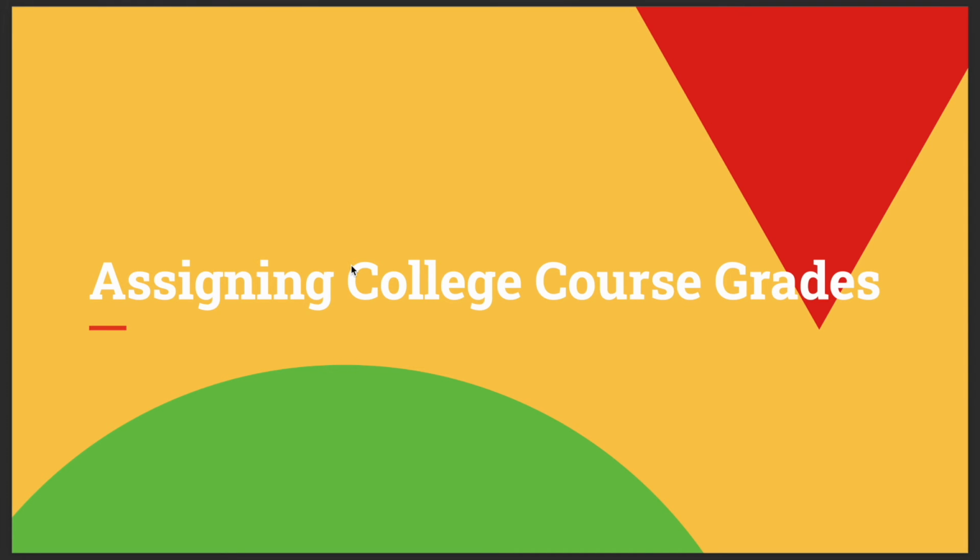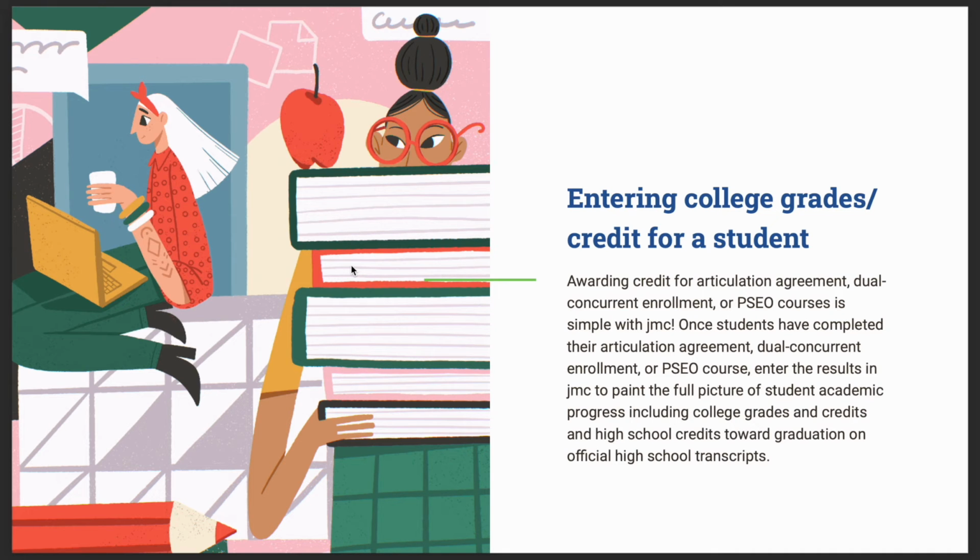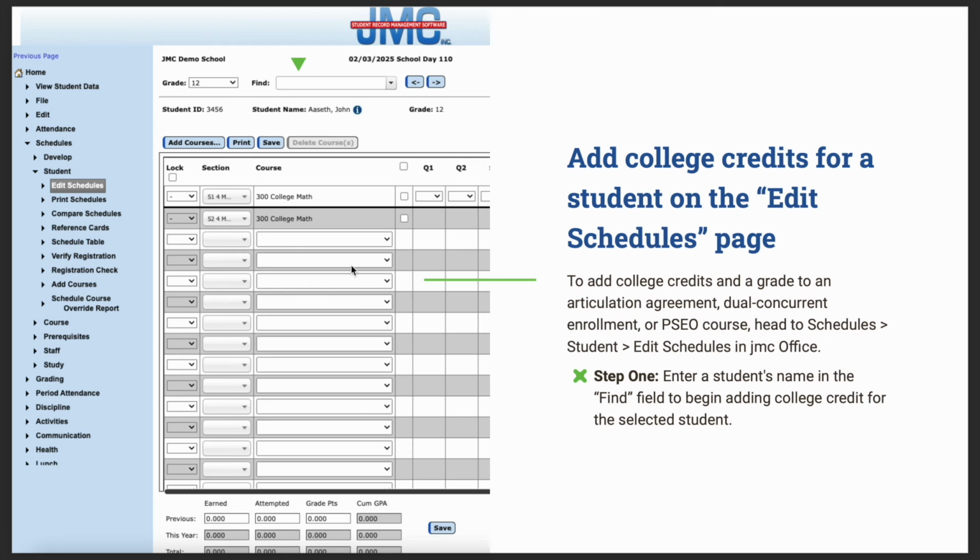Now we get to assigning college course grades. Awarding credit for articulation agreement, dual concurrent enrollment, or PSEO courses is simple with JMC. Once students have completed their articulation agreement, dual concurrent enrollment, or PSEO course, enter the results in JMC to paint the full picture of student academic progress, including college grades and credits and high school credits toward graduation on official high school transcripts.